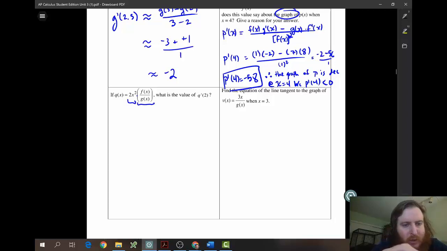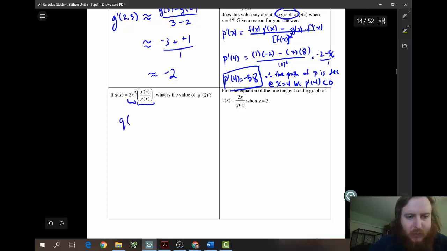So what we actually do is we start off with the outside. So the outside is product rule. So we actually do product rule first, okay? And that's weird. You'll get the hang of these. When we're doing the derivative, what ends up happening is, say we have q of x equals 2x squared times f of x over g of x.